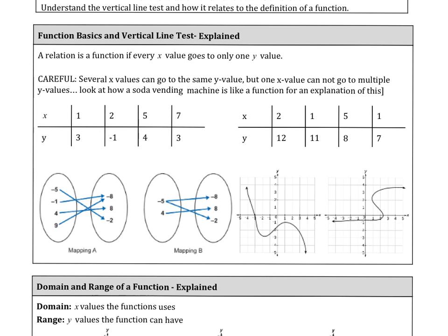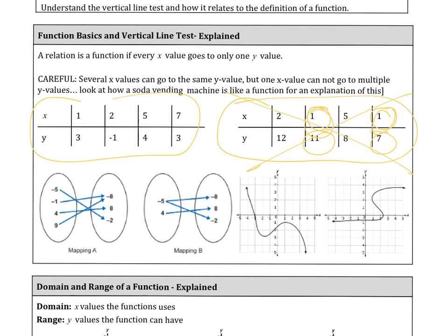One of them has every x with only one y, and for the other one, there's an x that has two different y's. If you look at these and compare them, you might notice that this one has the same x twice, but they go to different values. Therefore, this would not be considered a function. This one, however, totally is a function. Even though there's a y value that's the same, that doesn't matter. Every single x has only one y.